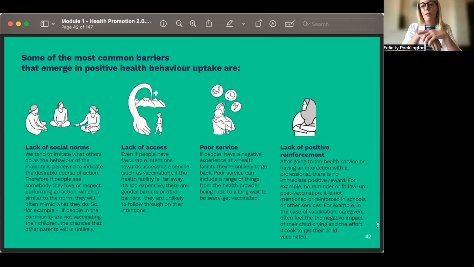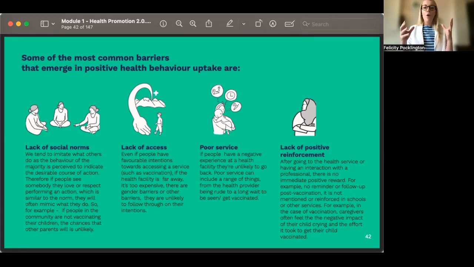And then finally, lack of positive reinforcement. We see this time and time again in our projects. So for instance, let's say you have seen a family finally get to the health center. They've been vaccinated in this example, and then they leave, but there is no positive reward. They're sat there, they've come all this way, they've paid, they've missed a day of work, they've gone to all this effort, they've now got screaming children, and there's no positive reward. In addition, they may leave and then have no idea when to come back. They have no follow-up post-vaccination. And so there's no kind of reinforcement to keep that behavior going.